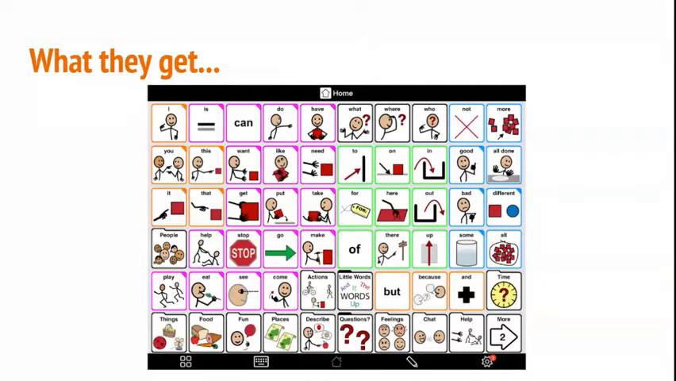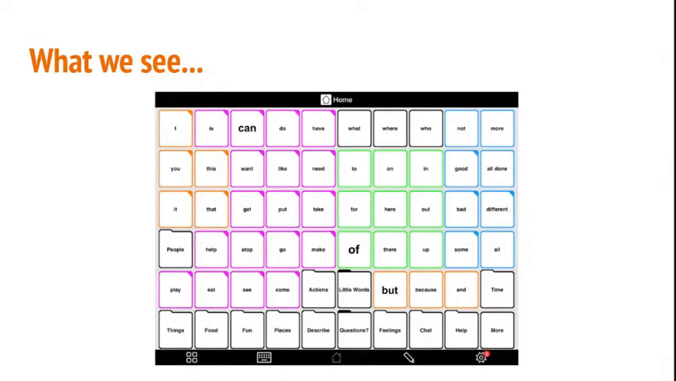This is an example of one of those vocabularies. As you can see, there are many symbols on the page, which can be overwhelming for both students and their communication partners. Here is that same page with only the words showing. As literate adults, we recognize those word symbols. Realize that when you are initially looking at the student's vocabulary, you, as the adult, are really looking at those labels.